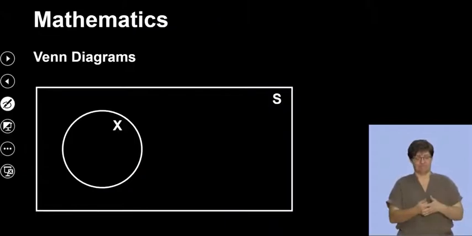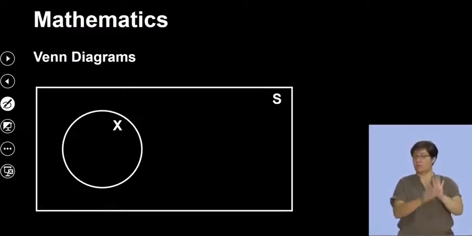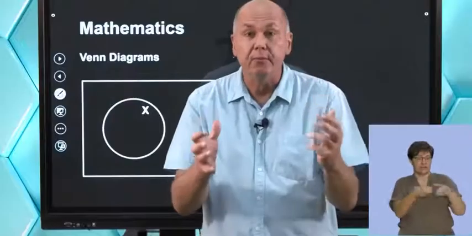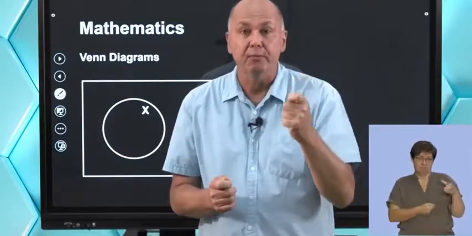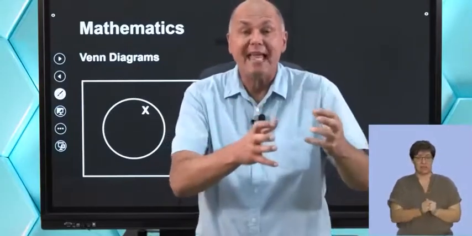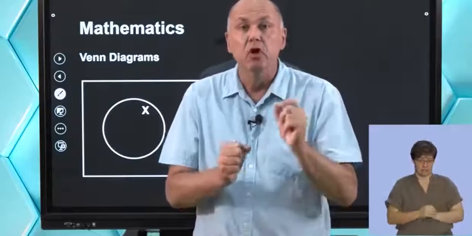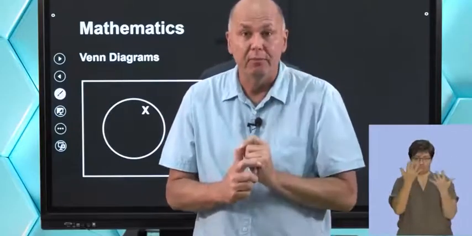Let's have a look at a Venn diagram. Notice on this classic Venn diagram, we have the sample space represented as S, and X is representing those events that are the favorable ones. Remember, to calculate the probability, it's the number of elements in X divided by the total number in the sample space. And that's a very important rule for calculating theoretical probability.